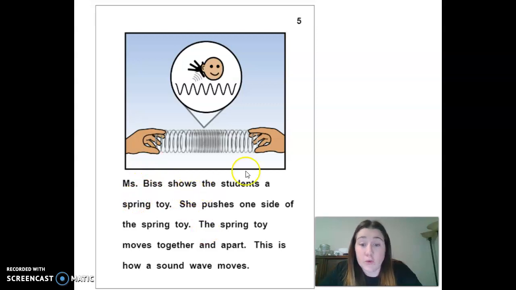Miss Biss shows the students a spring toy. She pushes one side of the spring toy. The spring toy moves together and apart. This is how a sound wave moves.